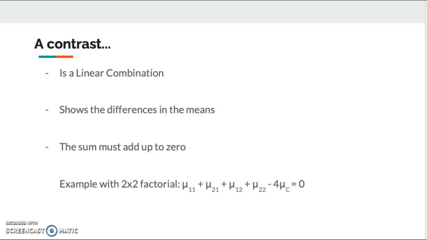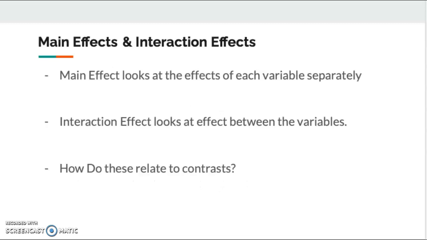So say in this example where you have a 2 by 2 factorial with four possible treatment combinations with two different variables. So you'd have u11 plus u21 plus u12 plus u22. Those are your four sample means, our treatment means. And then what you would do for contrast is you would subtract your population mean times however many possible treatment combinations you have. And that, in theory, should equal zero.